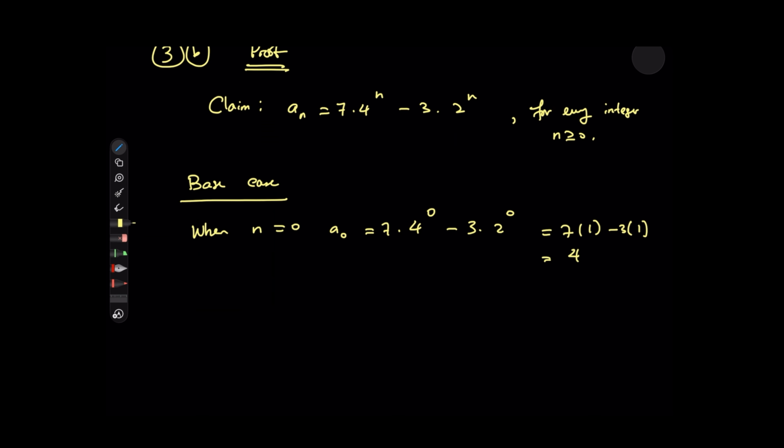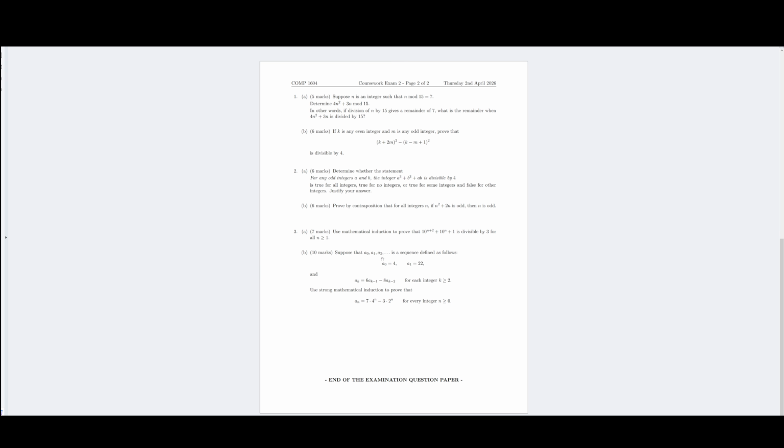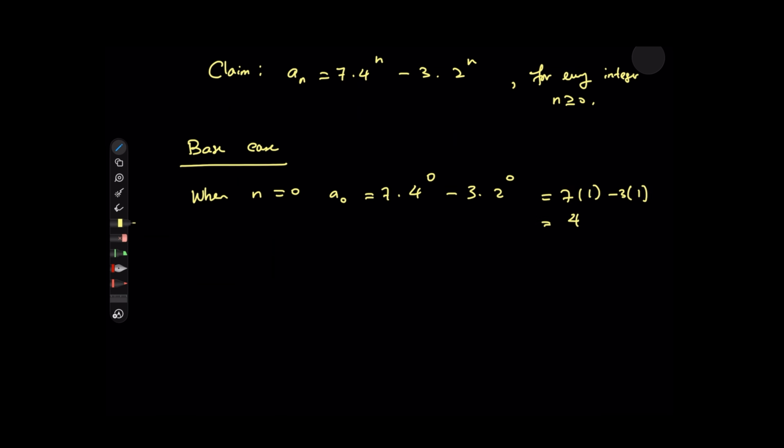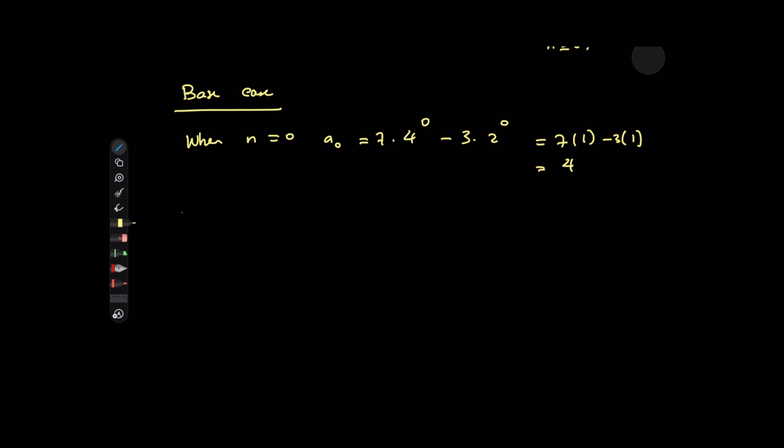Now let's go back to the question. Is A0 4? A0 is 4. So this is fine. Now I have to do A1. We have to ensure both base cases first.